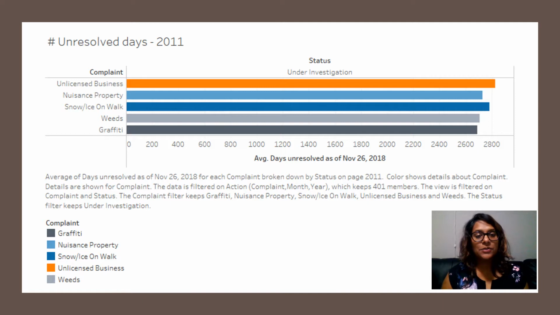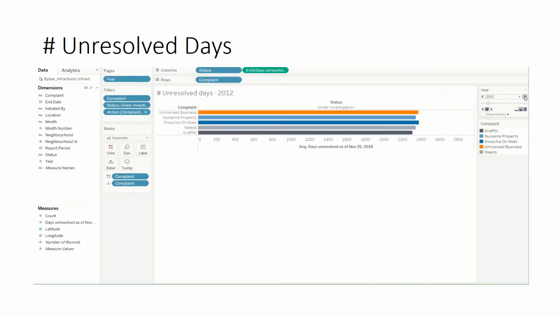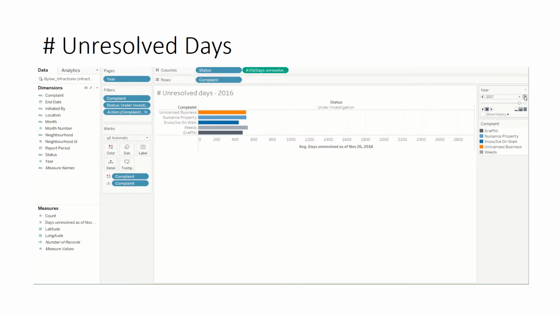Hello everyone, my name is Farisha and I will be explaining the number of unresolved days, which shows us how long in terms of number of days each complaint remained under investigation for. As we scroll through the years, and as was expected, the number of days unresolved gets smaller. However, the important thing to note here is that there are complaints that have been under investigation and are still unresolved since 2011 for over an average of 2,000 days.